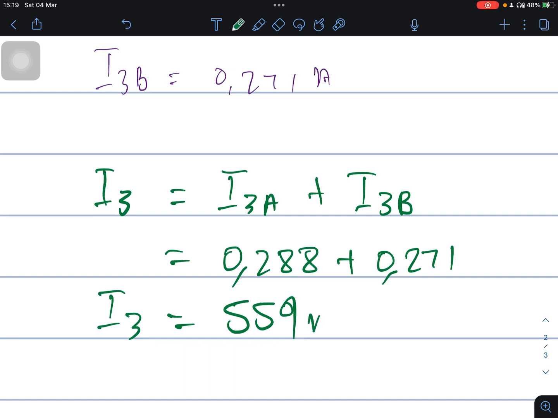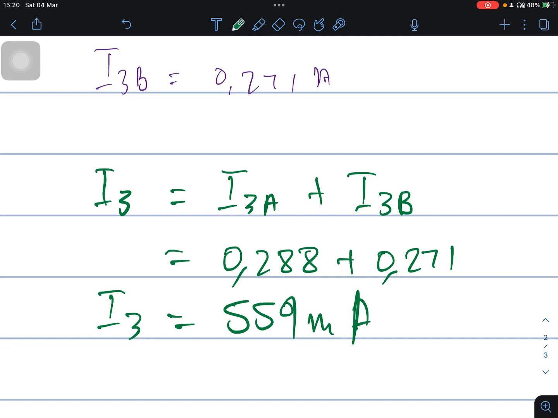That is equal to 559 milliamps. Guys, what we are seeing here is that this theorem allows us to calculate a current in any branch where we have multiple sources. If we have two or more sources, we can implement the superposition theorem to calculate any current in a particular branch by treating each source independently.